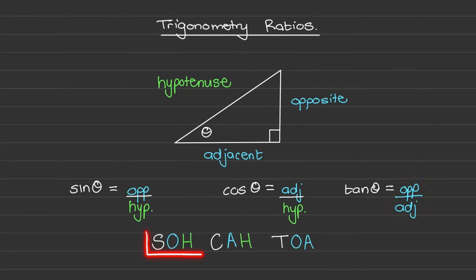And a common acronym to help us remember is SOHCAHTOA. So sine is opposite divided by hypotenuse. Cosine is equal to the adjacent divided by the hypotenuse. And tan is equal to the opposite divided by the adjacent.